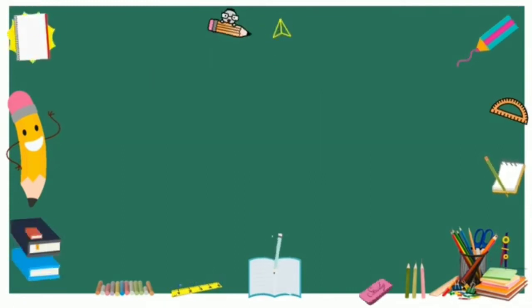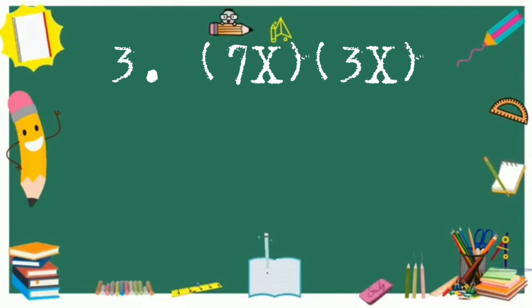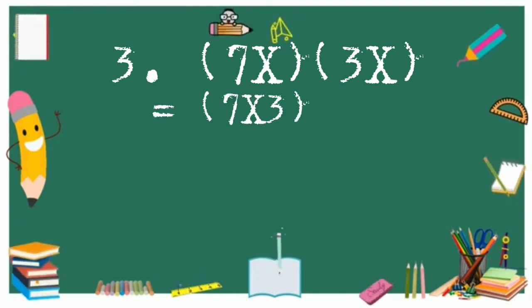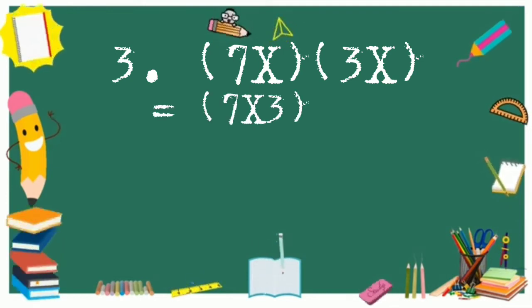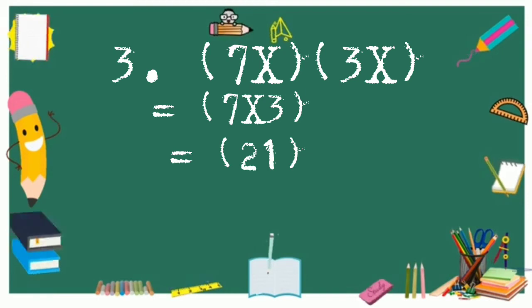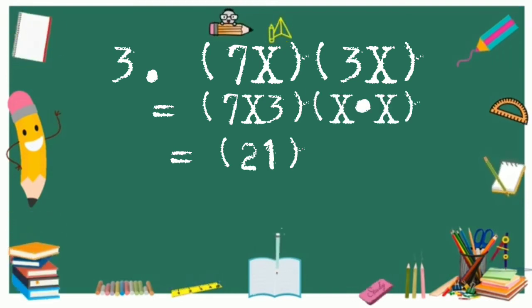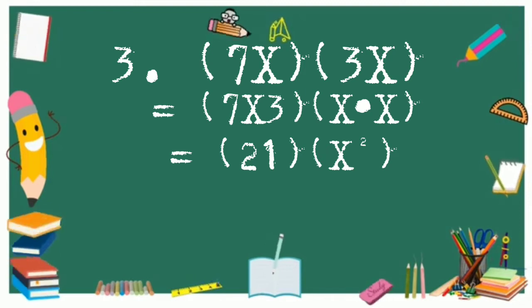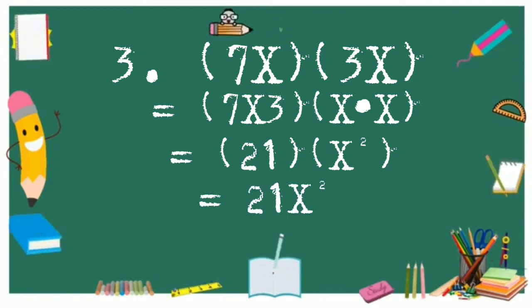Now, let's go to number 3. We have 7x multiplied by 3x. 7 times 3 is equal to 21. Then, x times x, again, is x squared. And 21 multiplied by x squared is 21x squared.